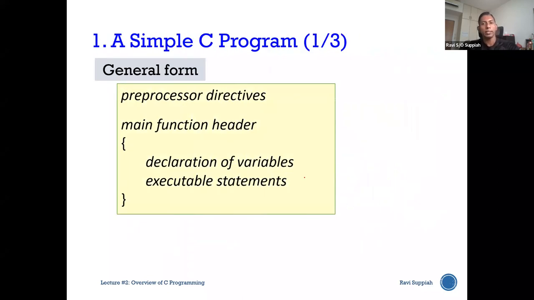For any C program, you have preprocessor directives. You always start with the main function, and then you have your declaration of variables and then all the statements that you want, that means the actual functionality you want to perform.